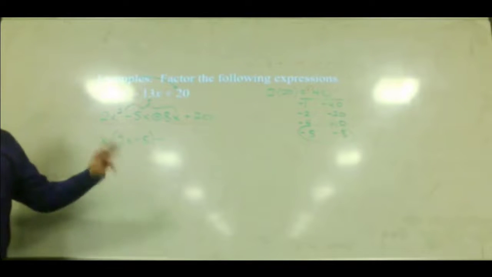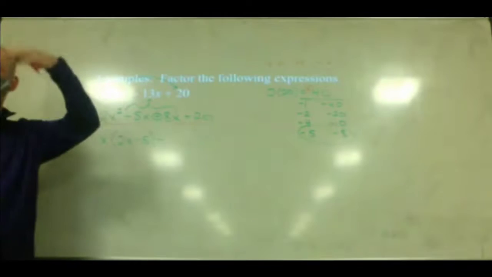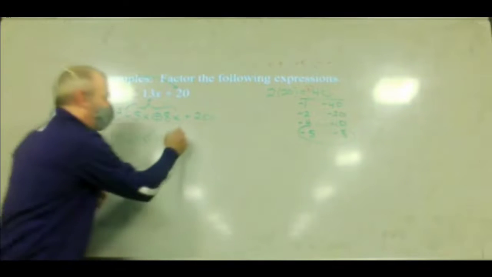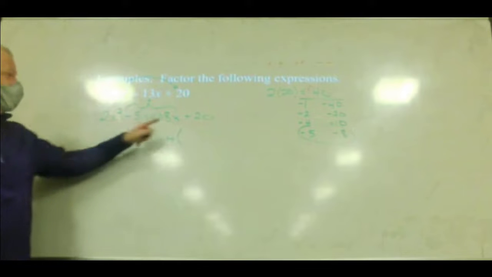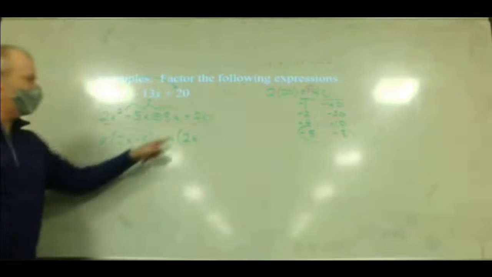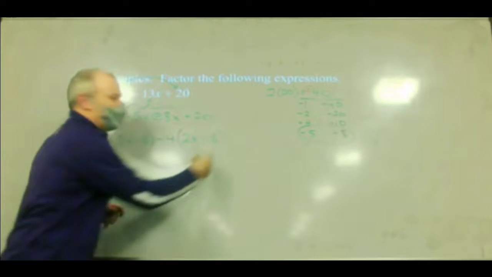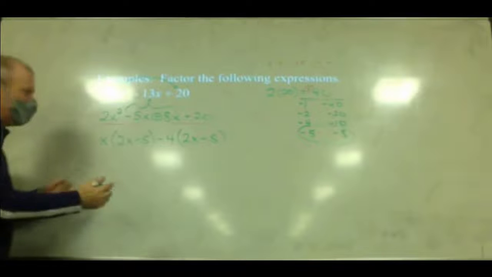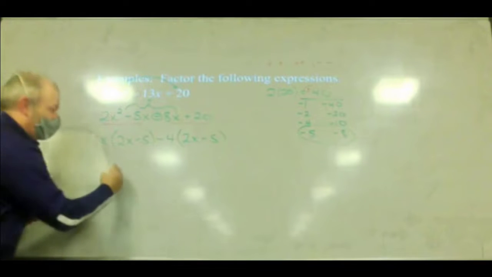4? Yeah, you can take out 2, but you want to take out the biggest thing, so you can actually take out a 4. And if we divide by negative 4, what's going to be left here? Positive 2x, and then minus 5, right? And again, they should match up, which they do. So that means we can factor out.